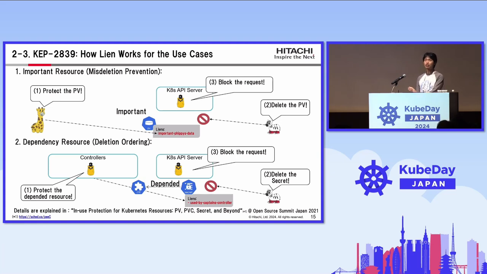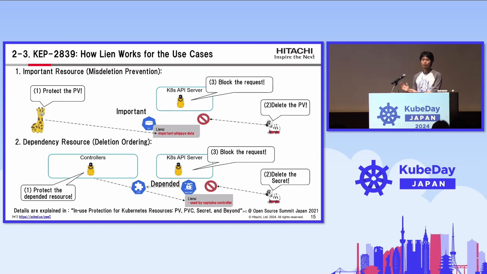The second use case was to protect a dependency resource. To protect the secret, Captain Container adds a string like used by Captain's controller to the secret's Lien field. Then, Z may request to delete the secret, but the Kubernetes API server blocks her request because the Lien field is set. Once the secret becomes no longer in use, like the CRD is deleted, Captain Container can remove the string from the secret to allow deletion.